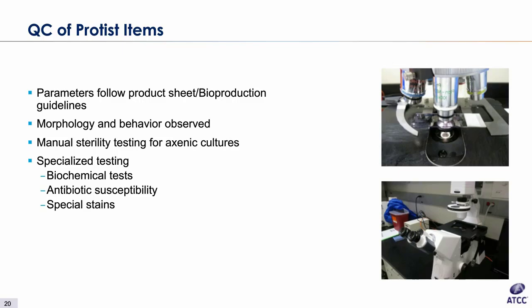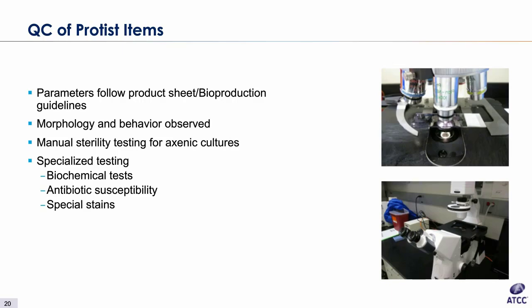And then there's some specialized testing that has to be done. We have biochemical tests. For example, we have a transgenic T. cruzi that reacts with beta-galactosidase as a colorimetric assay, so we have to do a colorimetric assay in that one. We have antibiotic susceptibility testing. Some of our Toxoplasma gondii strains react differently to different antibiotics, and that helps us to classify them and put them in different groups, by how they react, whether they're resistant or not. And then there are some special stains, and I'll be talking about those on the next slide.